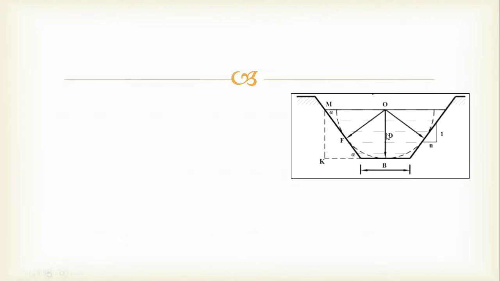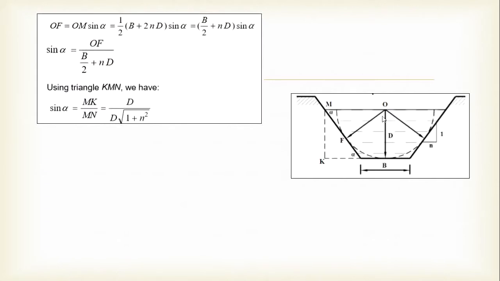See, this is how it looks. At the center of the top width, I am drawing a semicircle. If I draw a semicircle, what would be the radius? That we are going to find out. It is a simple mathematical calculation. OF is equal to OM into sine alpha. I will consider this angle as alpha or theta, whatever you like. This is the alternate angle. If the side of the channel makes an alpha angle with the horizontal, then with the properties of angles, this will also be alpha.